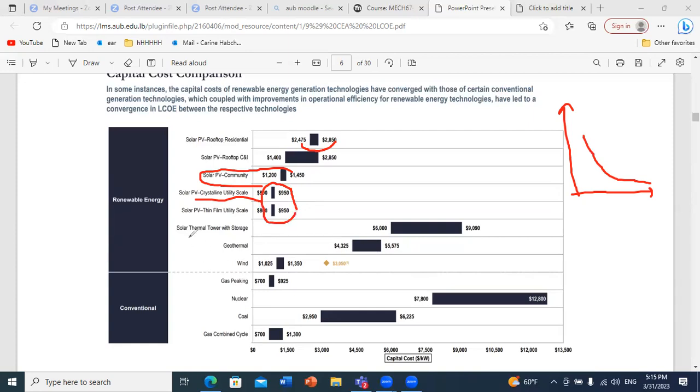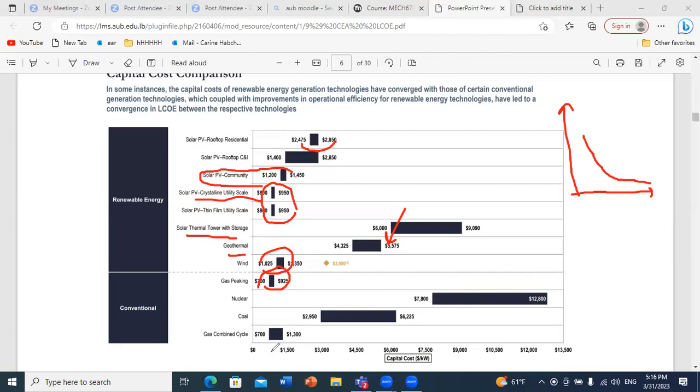While, as you can see, using solar thermal tower with storage and geothermal is still very expensive. And we have always researched to try to reduce this cost in order to make it a viable option. While for wind, already the LCOE is competitive with conventional methods. So we can see from this graph that solar PV crystalline utility scale and thin film utility scale, in addition to wind, are the most competitive, and they are close to conventional techniques. And if we compare with gas peaking, for which the LCOE is between 700 and 925, nuclear is still very expensive. In addition to coal, also it's relatively expensive.